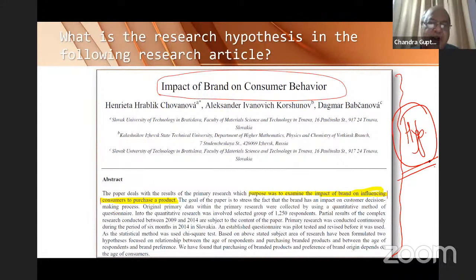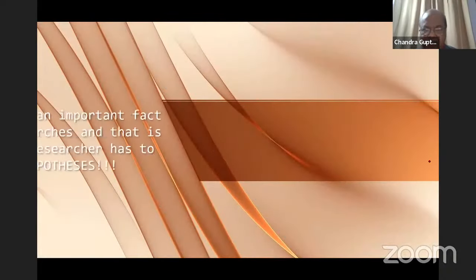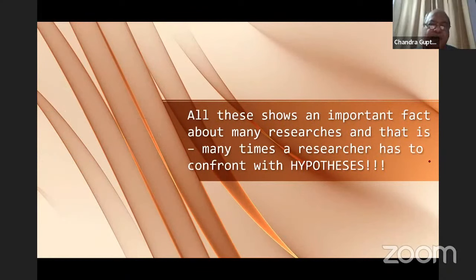If you start reading such kind of article, do you think you will come across hypothesis? Jigisha is saying it's a question, not a hypothesis. Jigisha, my question to you is how to answer that question. How to answer that question, that is something which we have to understand. All this shows an important fact about many researchers, that is, many times a researcher has to confront with hypothesis.